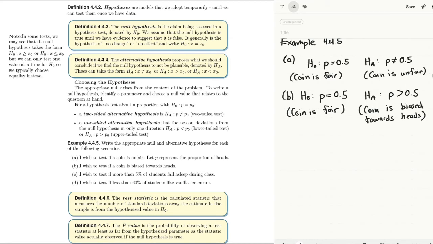Now in some texts, you might see that the null is P is less than or equal to 0.5. However, when we are performing a hypothesis test, we can only choose one value for the null hypothesis at any given time. And so we choose the equality instead of the inequality.